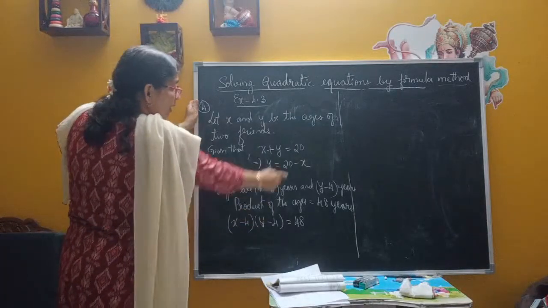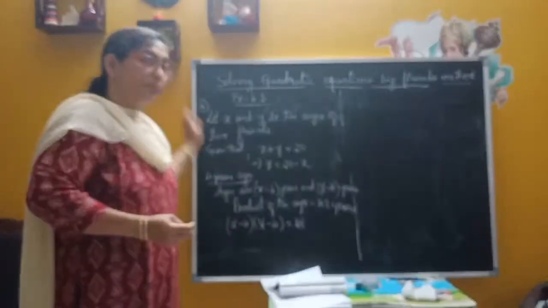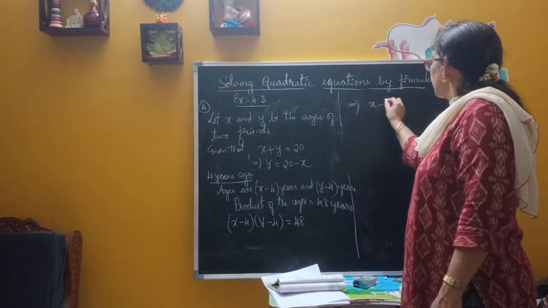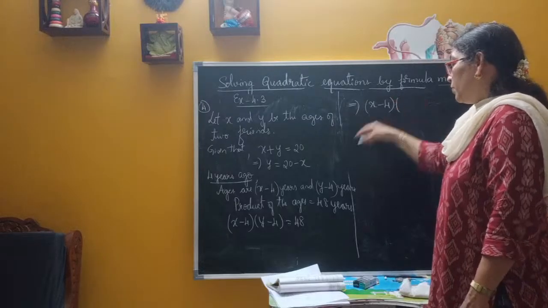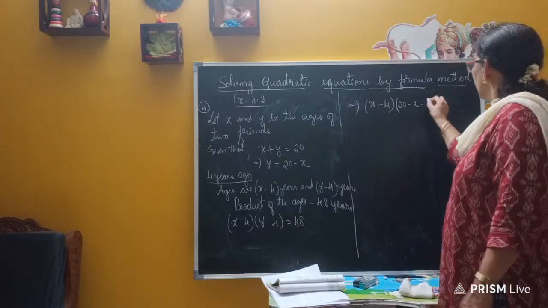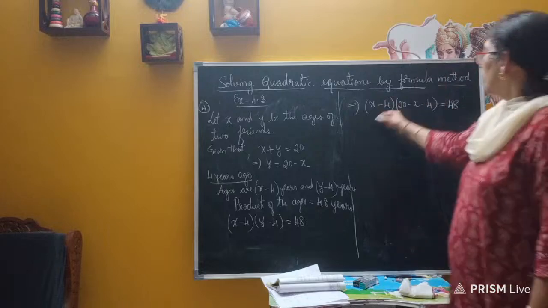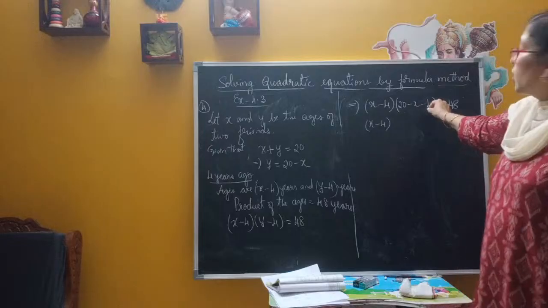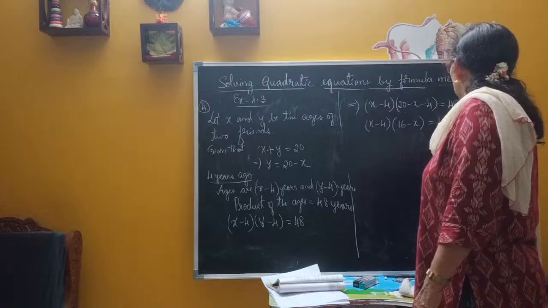Now we write y in terms of x. So I substitute here: in place of y I write 20 minus x. So x minus 4 into 20 minus x minus 4 is equal to 48. Simplify this: x minus 4 into, 20 minus 4 is 16, so 16 minus x, is equal to 48.